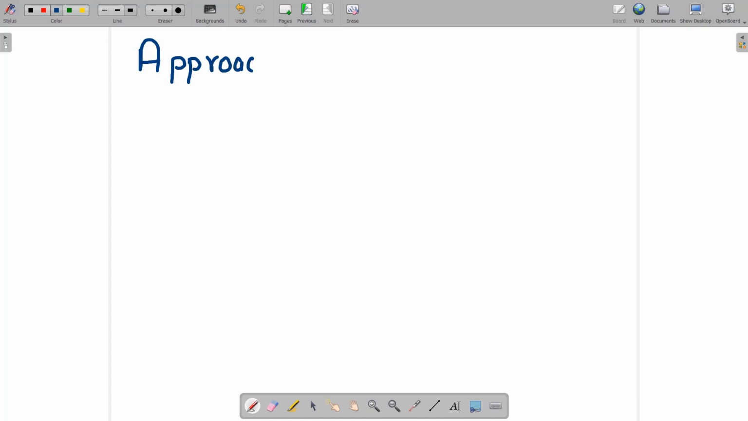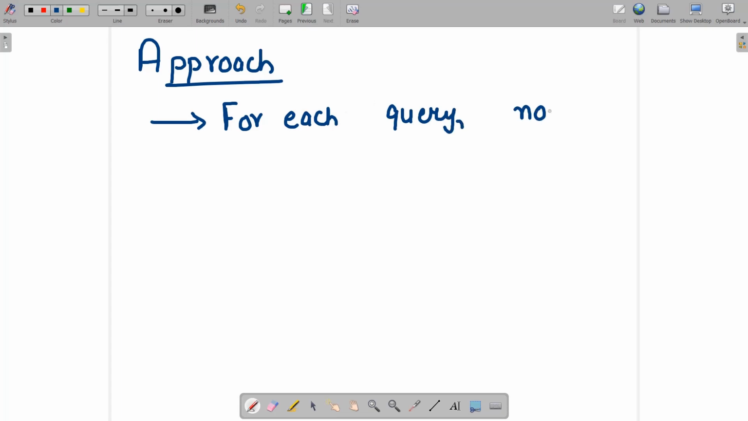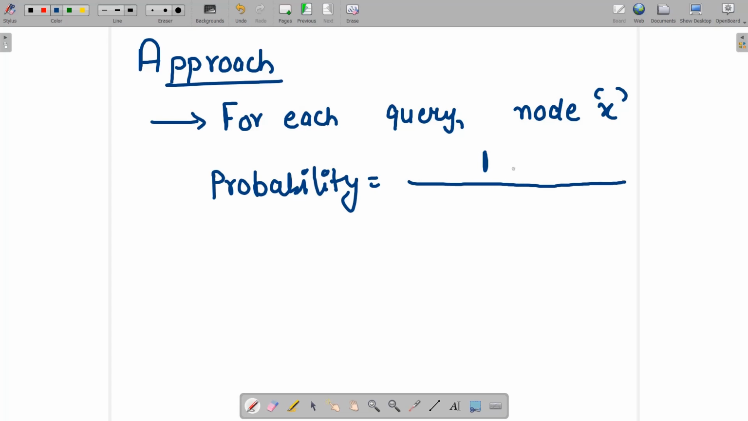Okay, so let me write down. The approach for this problem is, for each query, you will be given the node x, right? So our probability is going to be, let me write down the answer. There is one possible way to reach the node x, so I'm going to write down 1 in the numerator.